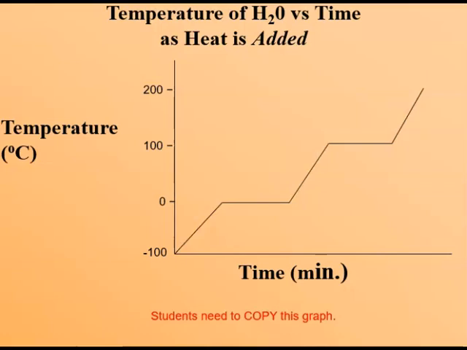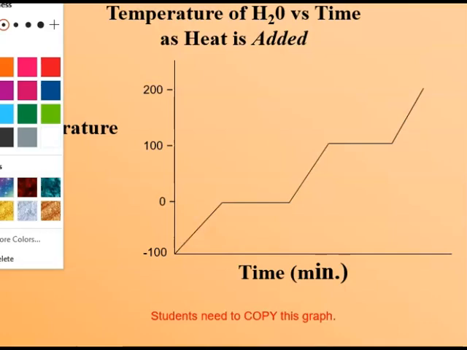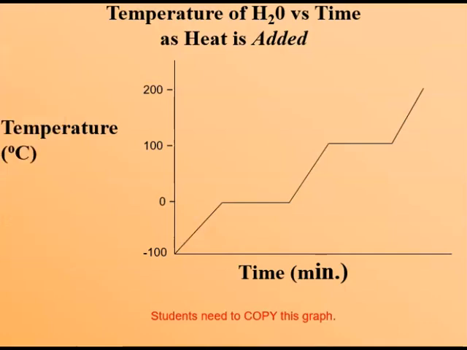So why does this happen? Something special happens when you get up to 0 degrees Celsius. When you get up to 0 degrees Celsius, the temperature remains constant because the solid ice that wants to become a liquid, when energy is added, is changing from a solid to a liquid, and we call that the melting point. And so 0 degrees is the melting point of H2O.